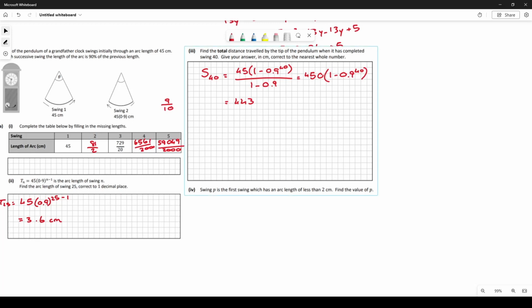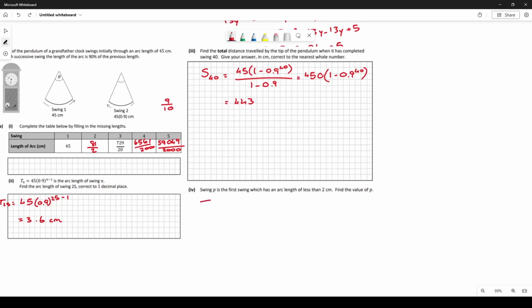I'm sure if it's close enough to the leaving cert, I will be frantically in your ear anyway. But swing P is the first swing which has an arc length of less than 2 centimeters. What is the value of P? So basically, here's 1, here's 2, how far down that list of diagrams would we have to go for this arc down here to be 2 or smaller?